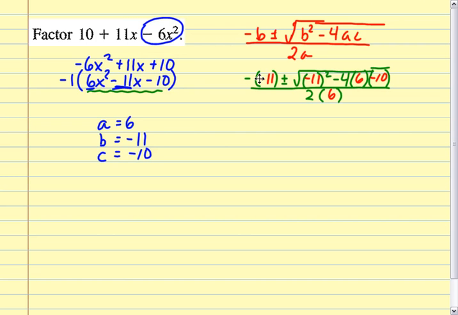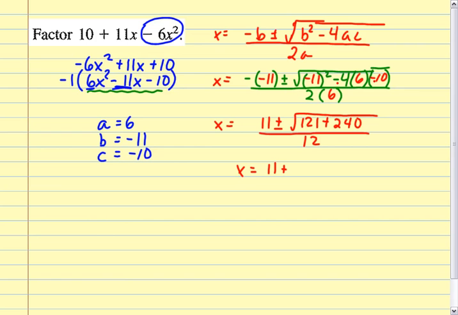Okay, now let's simplify. I've got this crazy thing in the way. So now, opposite of negative 11, that's going to give us 11. Remember, this is x equals 11 plus or minus the square root, negative 11 squared, that's 121. And then look, I've got negative 4 and negative 10, so that's positive. 40 times 6, that's 240, all over 12. Okay, all right, let's keep simplifying.